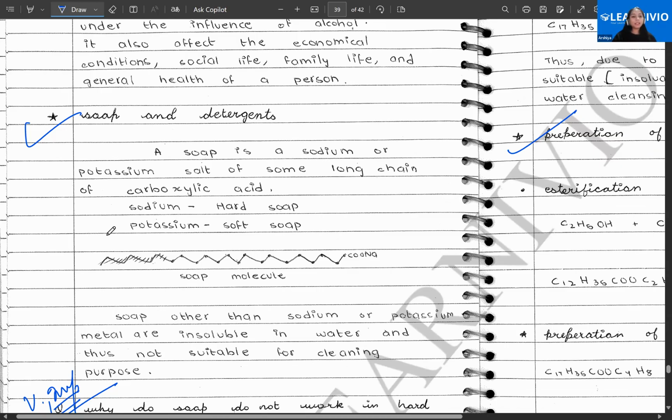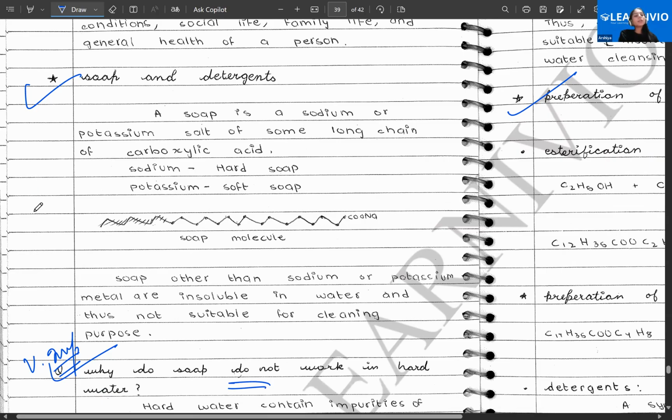Okay, so now let's start with soap and detergents. Till now we have been studying carbon and how carbon has a property called catenation. Can you tell me what catenation is?